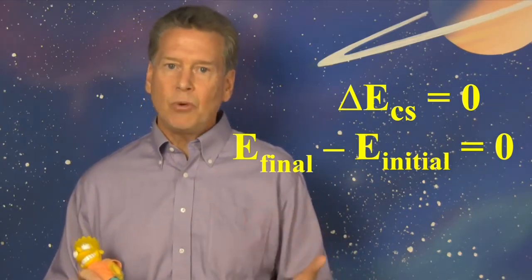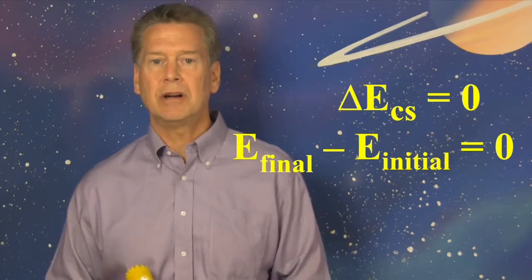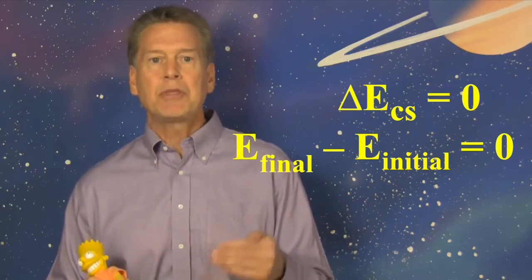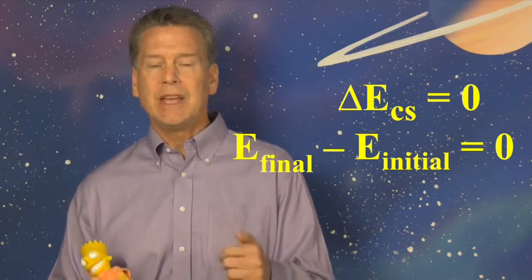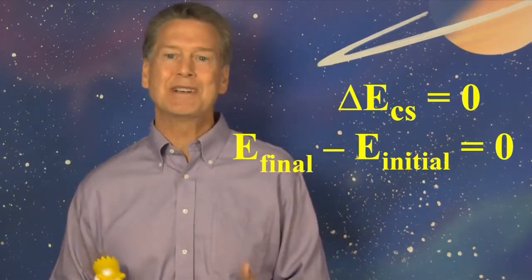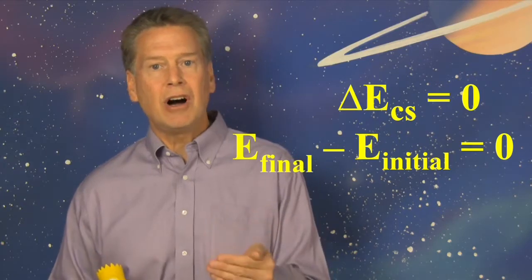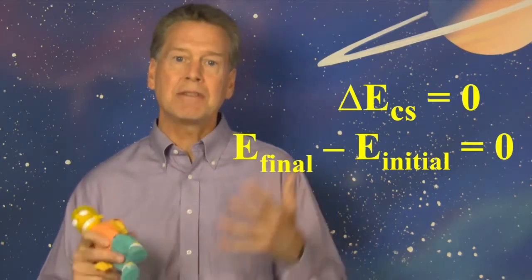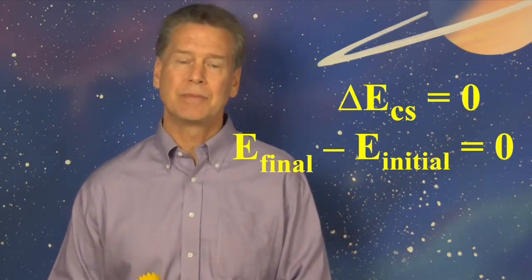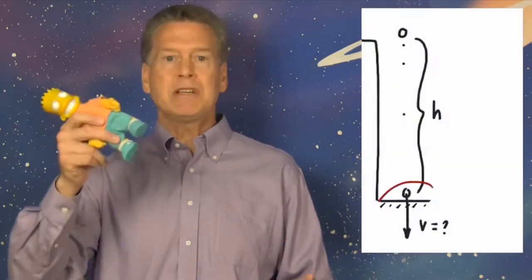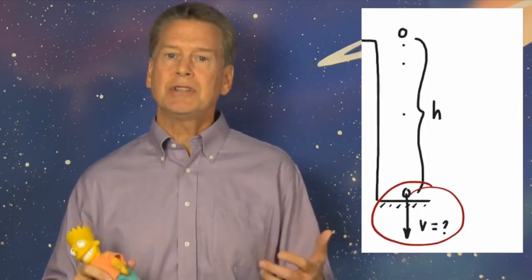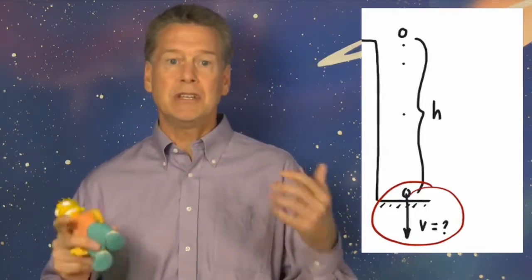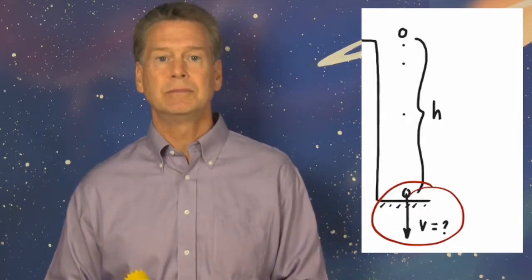So here is a key point when using any conservation law. We must identify both the initial state and final state of the system. Energy is always conserved, but to apply a conservation law, we need to choose the initial and final situations wisely. Look at what we want to find in this problem: the speed of Bart just before he hits the ground. So certainly that should be either the initial or final situation.